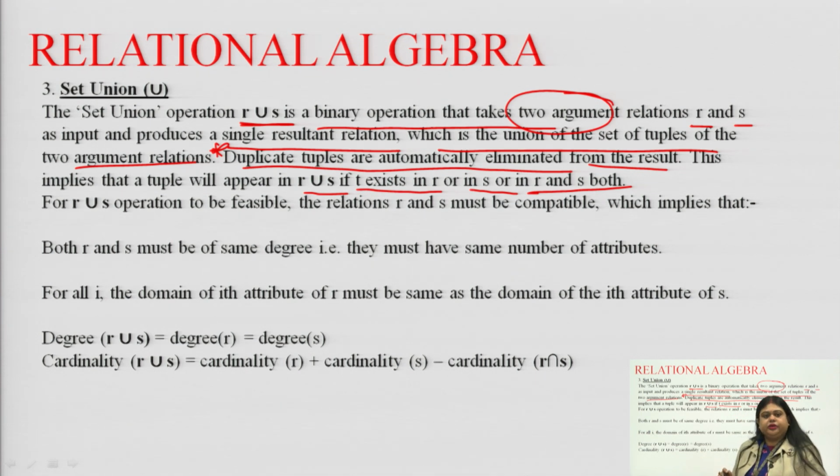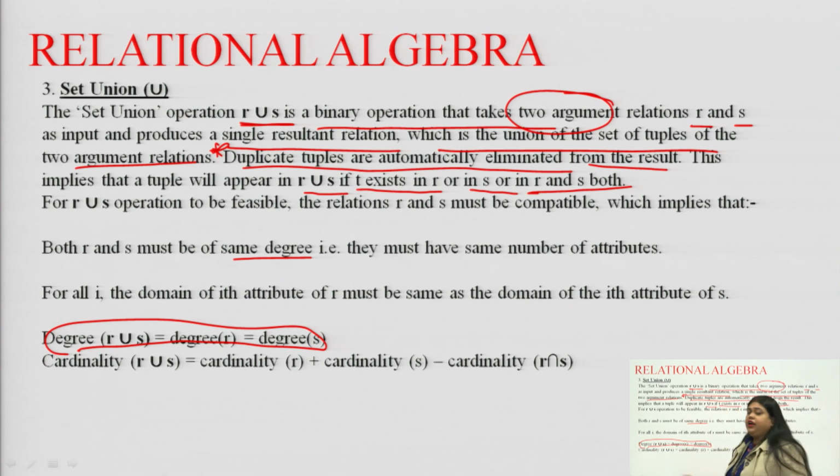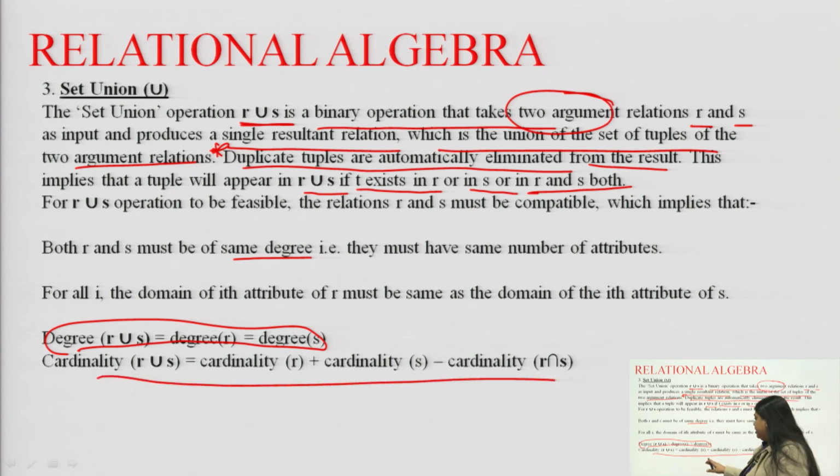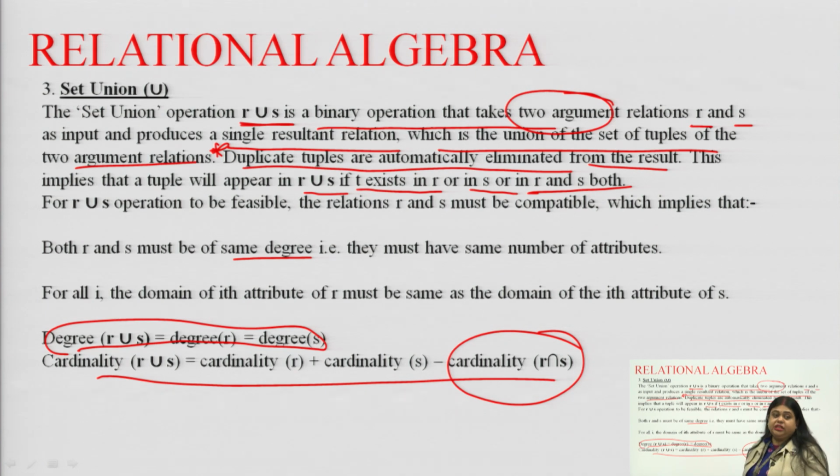Now, very important, the degree of both the relations has to be the same. Whenever we talk about the degree of R union S, it is equal to the degree of R and it is equal to the degree of S. So, this is what we need to take care of. Obviously, the cardinality is going to be the cardinality of R plus the cardinality of S minus the cardinality of the intersection, that means the duplicate tuples are removed. So, this is your set union operation.